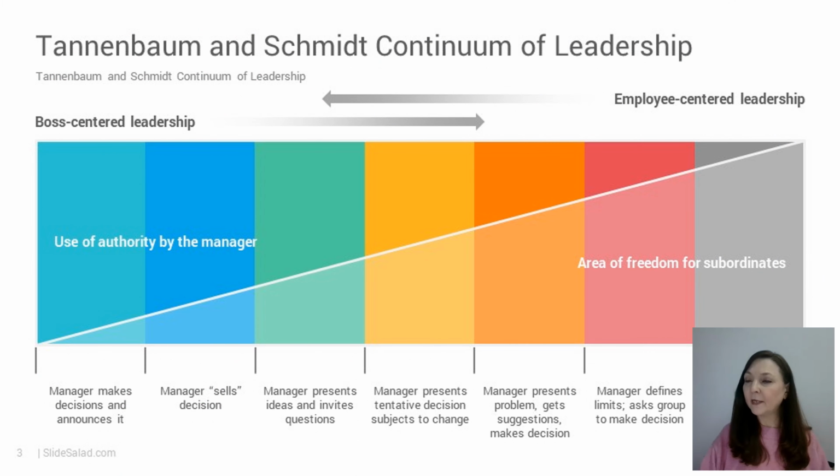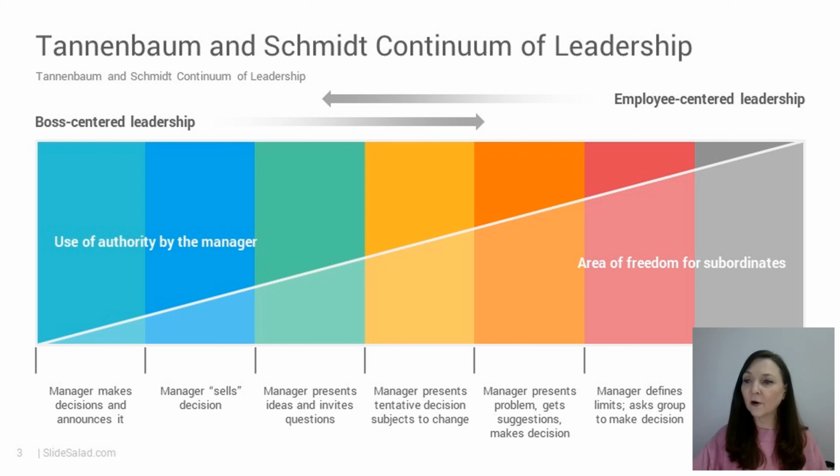The Tannenbaum and Schmidt leadership continuum was developed in the 1950s. This theory states that leadership behavior exists on a continuum and is not static. It goes from being boss-centered to subordinate-centered leadership. The focus is on who makes the decision. Tannenbaum and Schmidt identify 7 management styles differentiated by the amount of control a manager exerts over his team.